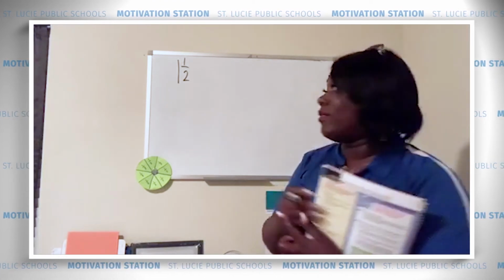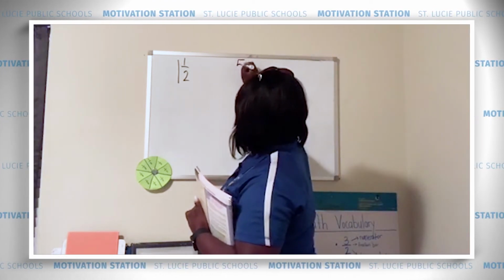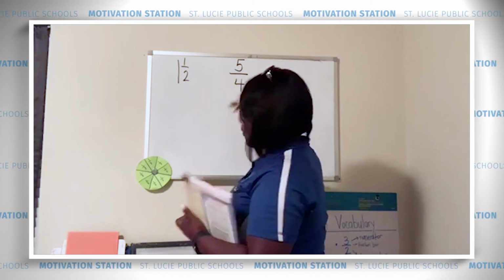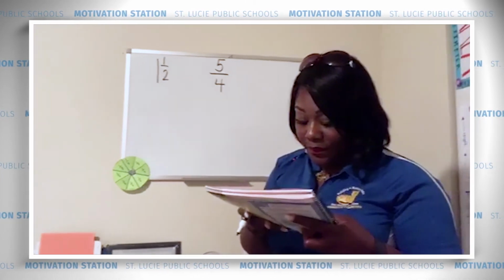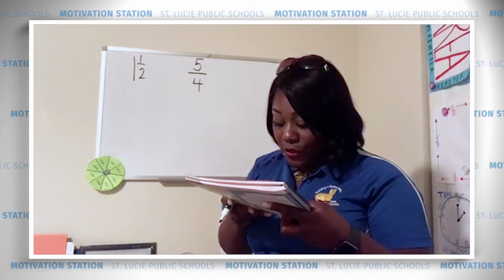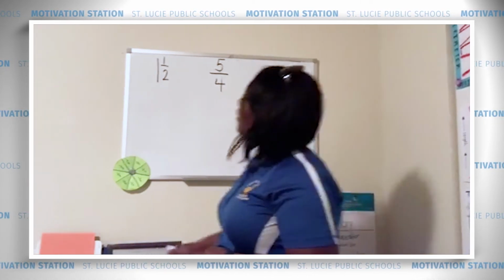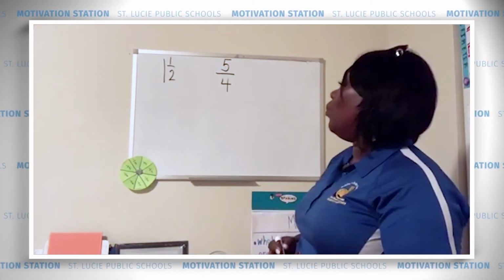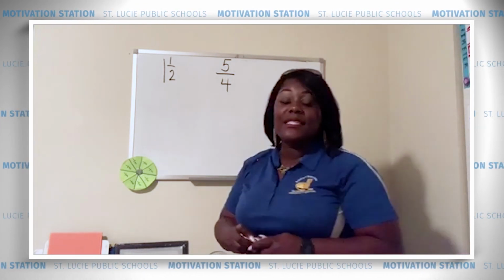Jason has 5/4 cookies. It says, who has more? And how do you know? Whoa! 1.5 cookies. What does it look like to have 1.5 cookies?